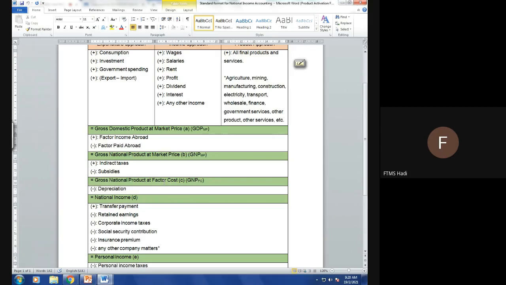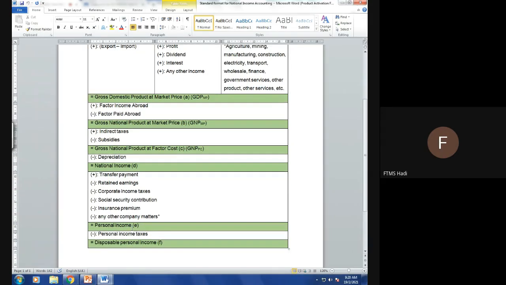The next one is to calculate personal income. These are the company's methods. You need to plus transfer payment, minus retained earnings, minus corporate income taxes, minus social security contribution or SOCSO, minus insurance premium or any other company's methods. So you get the answer of personal income. Then from personal income, you less personal income taxes, and you will get disposable personal income, which is considered the final national income. So these are the formats. I will show you later on how to do it.